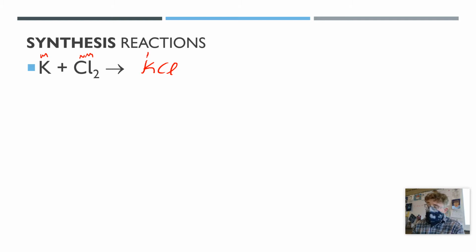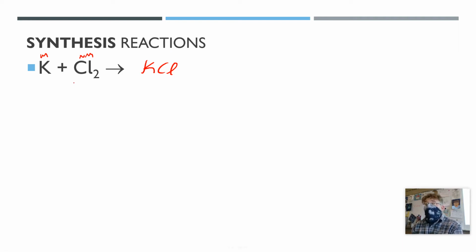Potassium on the periodic table has a 1+ charge, and chlorine has a 1- charge. So the question is, what product are they going to form, and what's the ratio going to be? It's 1-to-1, so we have 1 potassium to 1 chlorine. So are we done? The answer is yes.